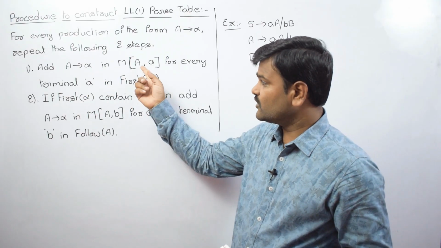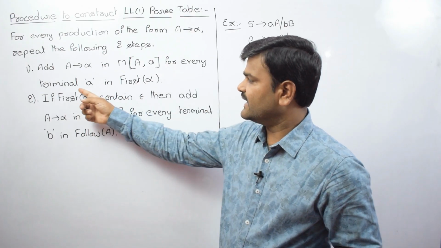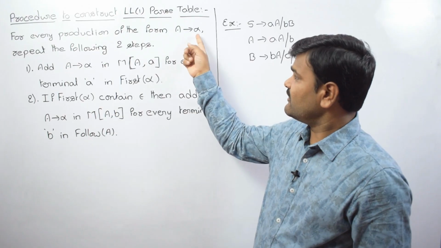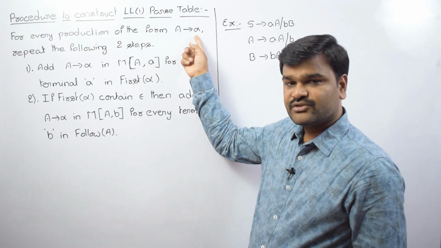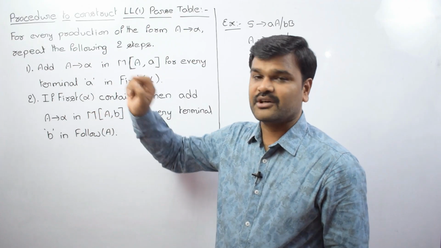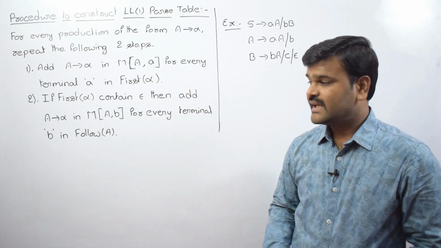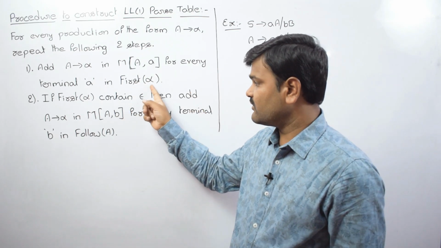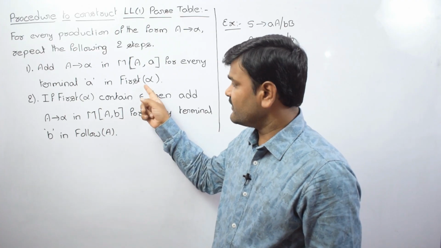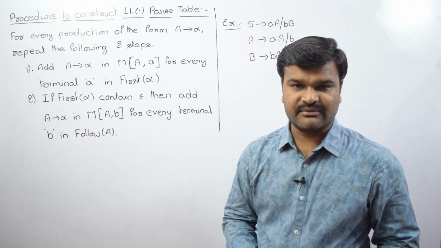So how will you know this is the place to add? For that we find the first of alpha. Whatever terminals you get in first of alpha, there you add this production. Just try to understand these steps. Now, sometimes first of alpha may have epsilon. If first of alpha has epsilon, only at that time do we perform the second step.